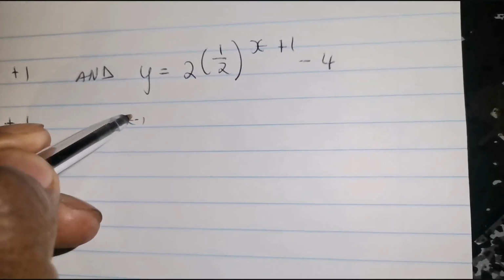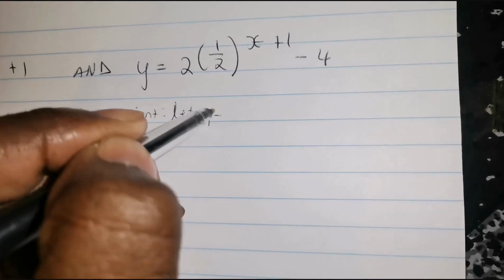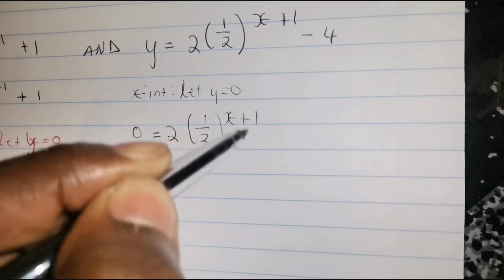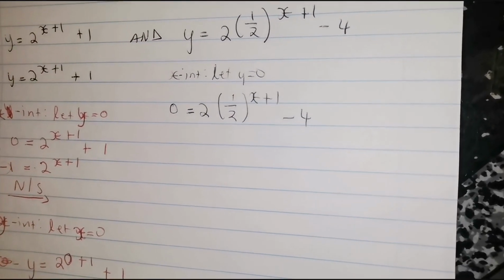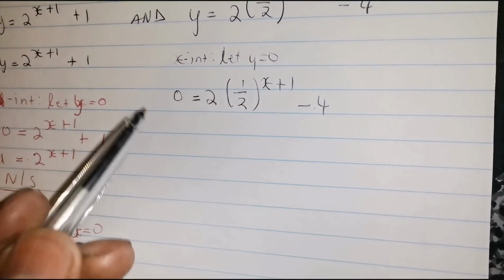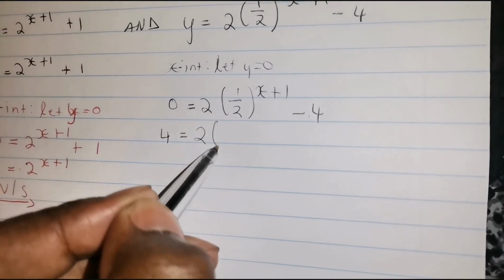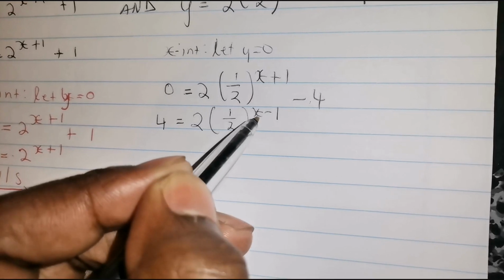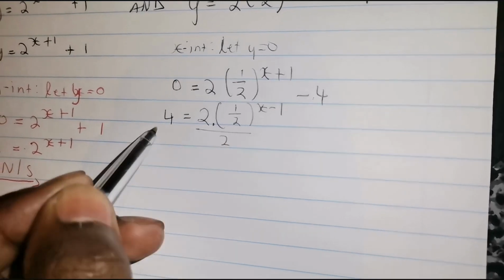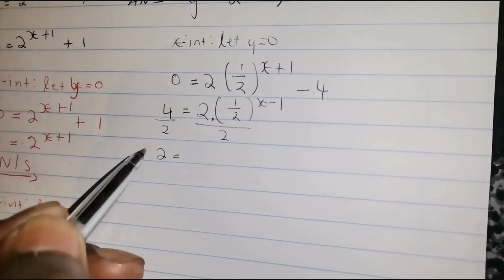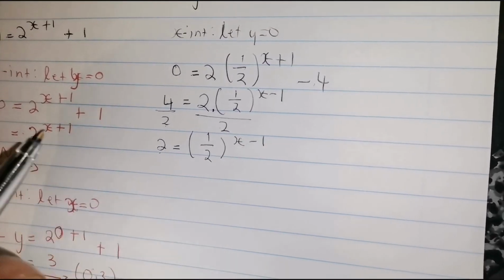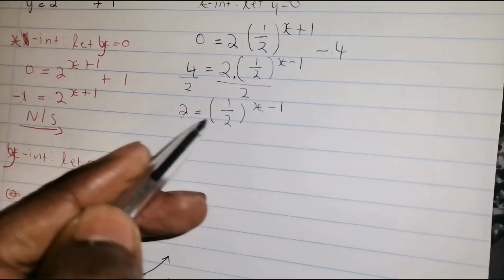For the x-intercept, you let y be 0. Simple. 0 equals 2 to the power of 1 over 2 x plus 1, minus 4. Guys, in order for you to draw the graph of this function, know the basics of exponents, then you're going to get it right. We transpose this negative 4 to this side, so 4 equals 2 to the power of 1 over 2 x minus 1. Again, we divide by the constant, the value of b, this 2. 4 divided by 2 is 2. You're going to be left with 2 equals 2 to the power of 1 over 2 x minus 1. Now, guys, we want 2 and 2 to the power of 1 over 2 to be the same.